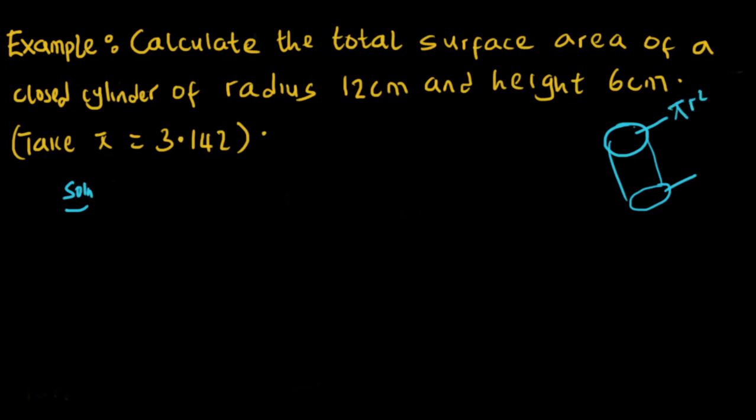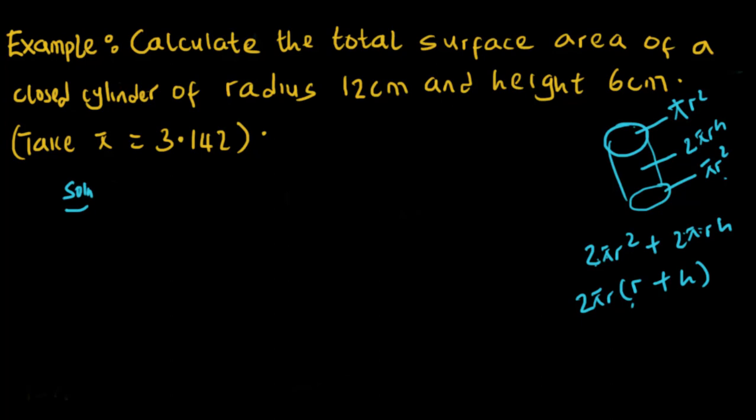What's the area of the first circle? Pi r squared. What's the area of the second circle? Pi r squared. And what's the curved surface area of a cylinder? 2 pi r h. So I add these three things up and I should have 2 pi r squared plus 2 pi r h. And here's the formula for the total surface area of a closed cylinder. If you like, you may want to factorize what's common to both terms. We have 2 pi r into brackets, what remains here, r, plus what remains here, h.